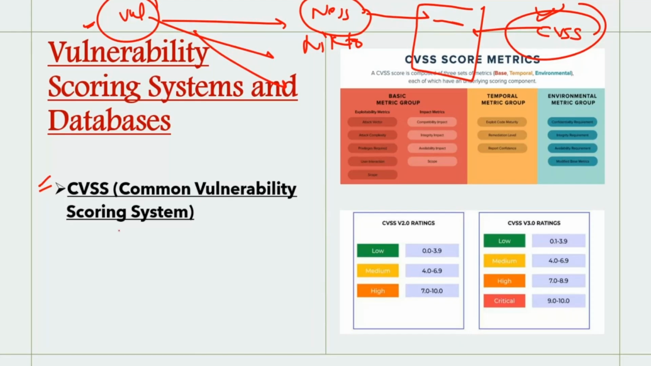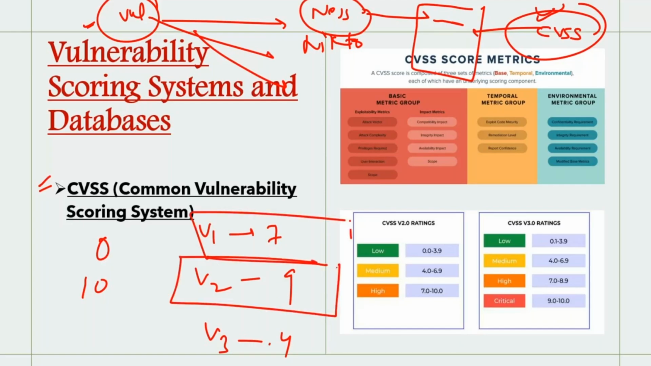CVSS provides a numerical severity score ranging from 0 to 10. It helps organizations prioritize which vulnerability to fix first. Some vulnerabilities will be given a score of 7, some a score of 9, and some a very low score like 4 or 3. With this, they will be categorized, and then the organization can prioritize which vulnerabilities to fix first.